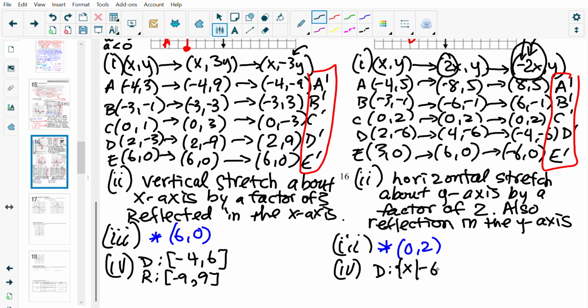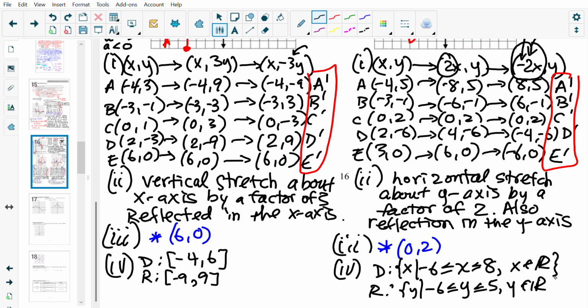Okay, domain. Let's do set notation this time, x such that x is greater than or equal to negative 6, less than or equal to 8. X is an element of all real numbers. Range, y such that y is greater than or equal to negative 6, less than or equal to 5. Y is an element of all real numbers. Okay.